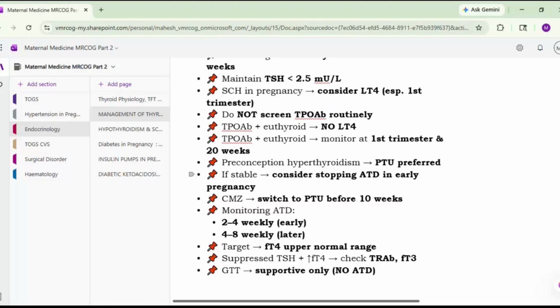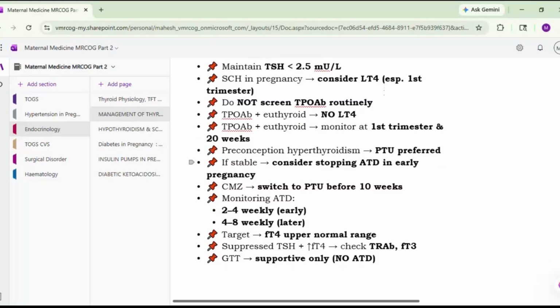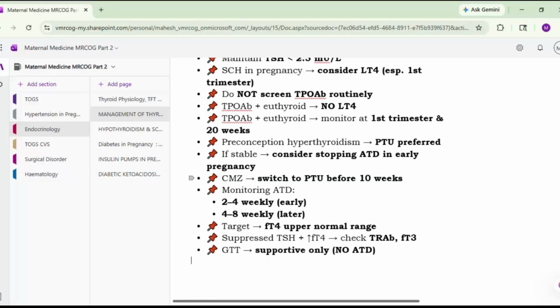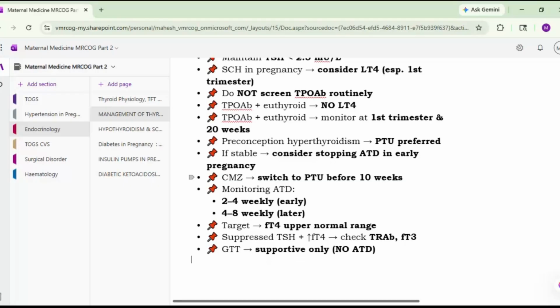Carbimazole, switch to PTU before 10 weeks. Monitoring of antithyroid 2 to 4 weekly in early and 4 to 8 weeks in the latter. Target FT4 should be in the upper normal range. Suppressed TSH plus increased FT4, then you will check TRAb and FT3 to differentiate Graves' disease from GTT. GTT treatment is only supportive, no ATD. So that finishes this particular section of this particular guideline.